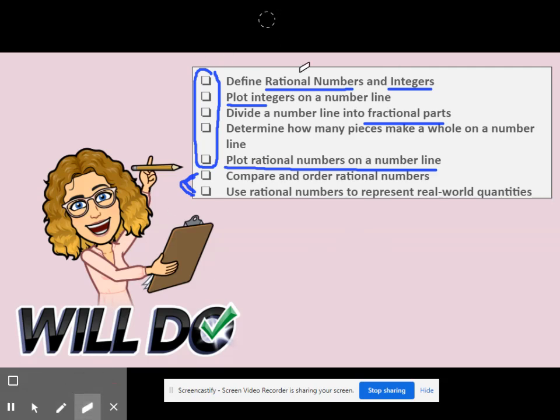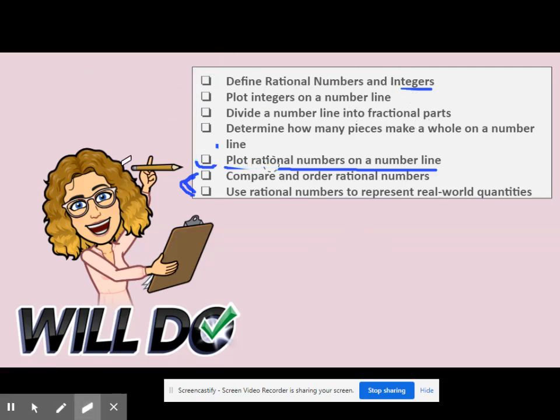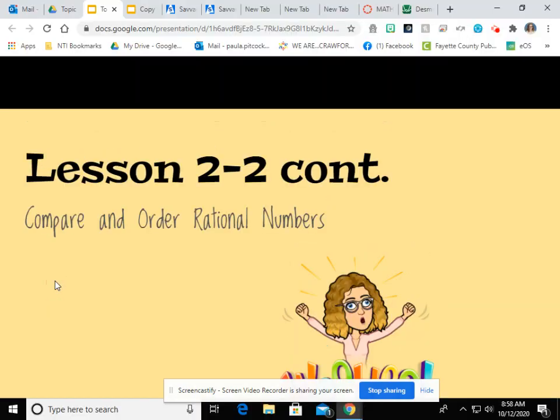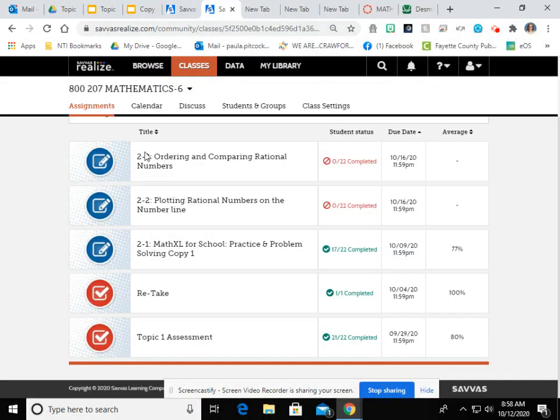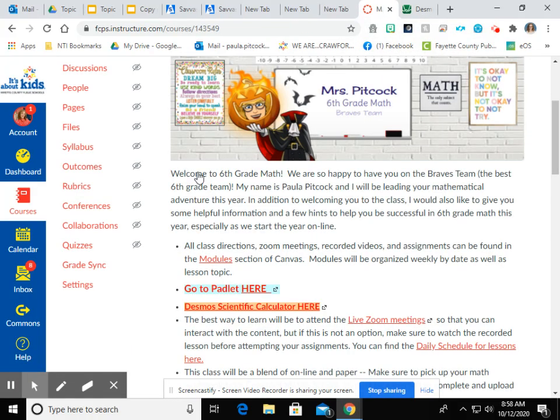Okay, so your homework is going to be in Savvas Realize. Your homework is only 4 questions. 4 questions, but you really need to take your time because they're tricky. Okay, they're tricky questions. So in Savvas Realize, you will be working on this one right here. Okay, 2, plotting rational numbers on a number line, because that's what we worked on today.